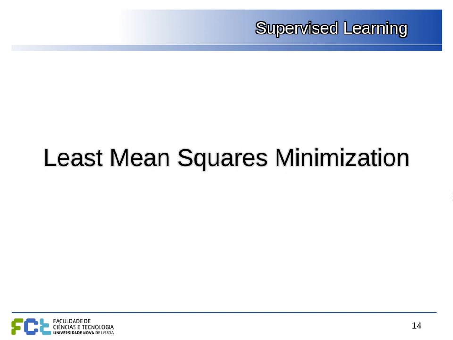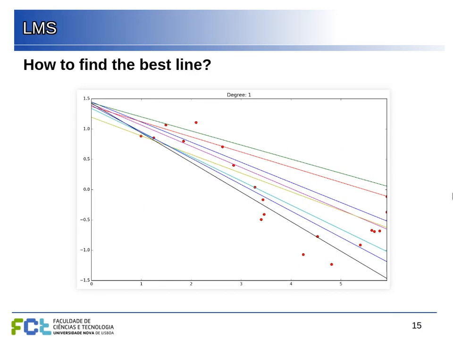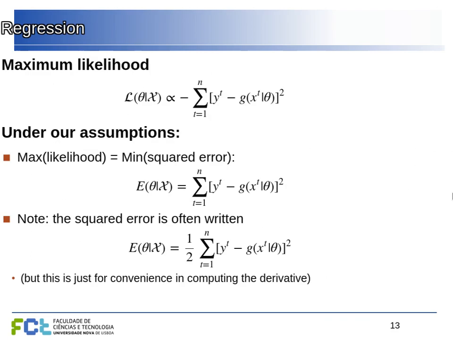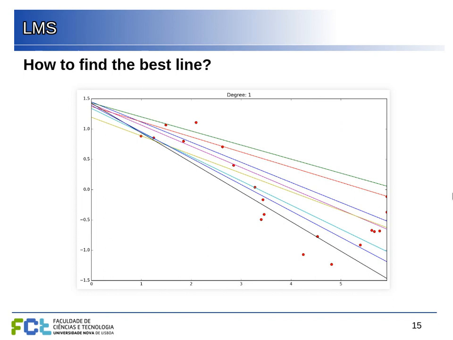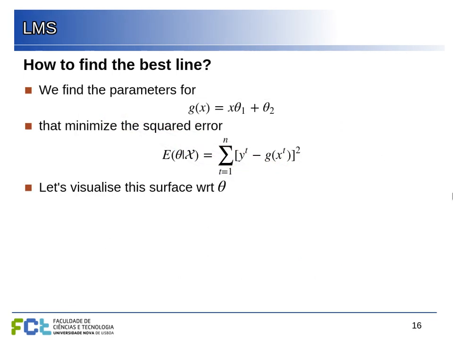So this is how we're going to find the best line. We have this, we need to minimize this to find the best line, and you can imagine that we can represent the error as a function of these two parameters.